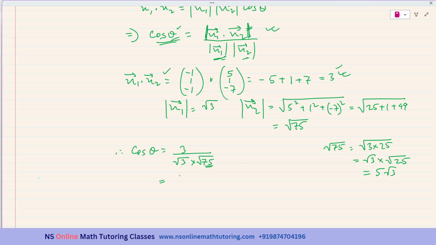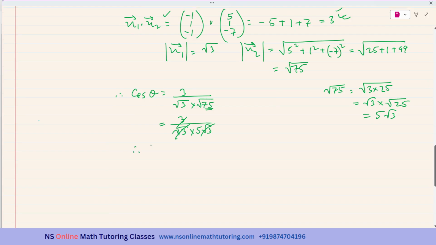So 3 over square root of 3 times 5 root 3. And root 3 times root 3 is 3, so I can cancel these. Therefore, cos theta is equal to 1 over 5. Shown.